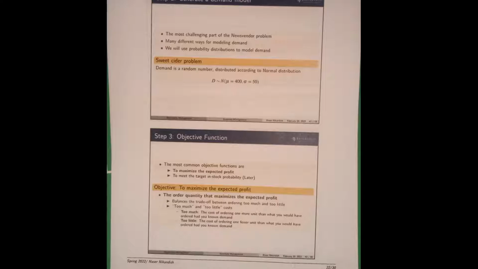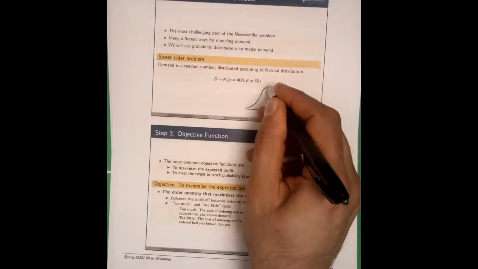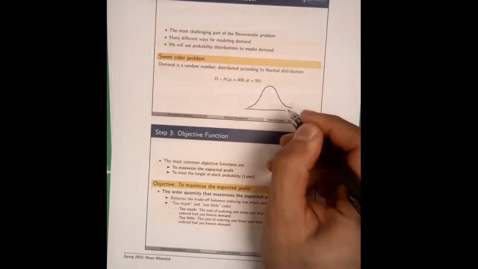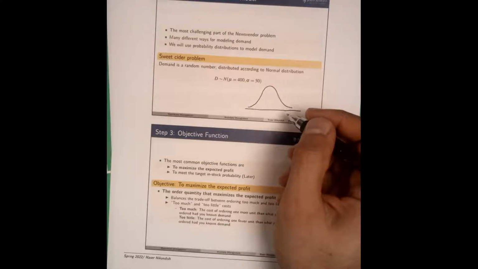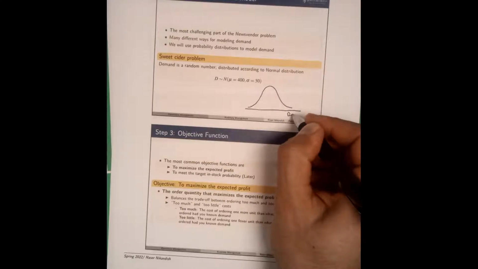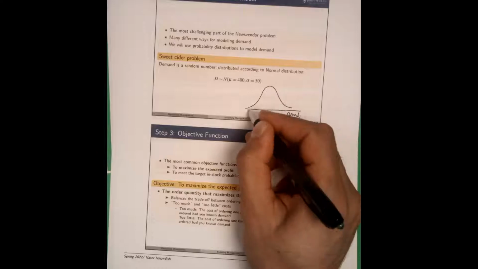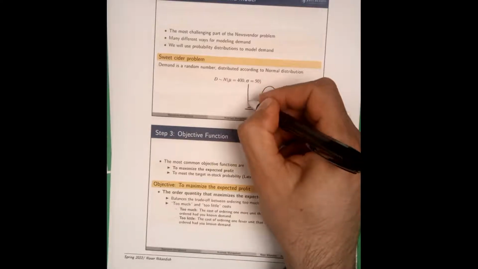What does that mean? Let me just pause here and make sure I explain this a little bit. I'm sure you have seen this bell curve many times in the past. This is what it means: on the x-axis you have values of demand. Demand can take any value on the x-axis, and on the y-axis, what is that curve? On the y-axis, I have relative likelihood.